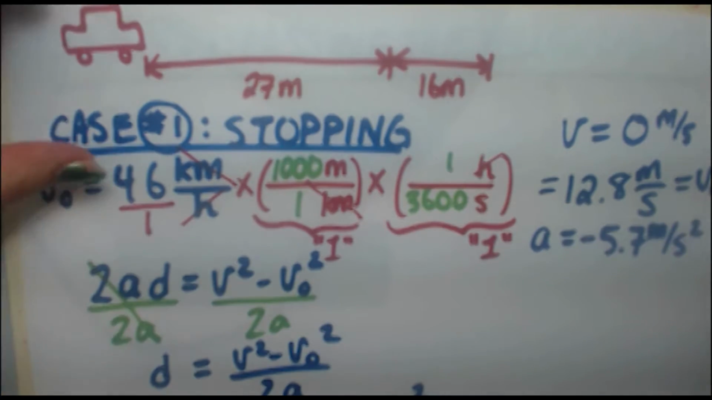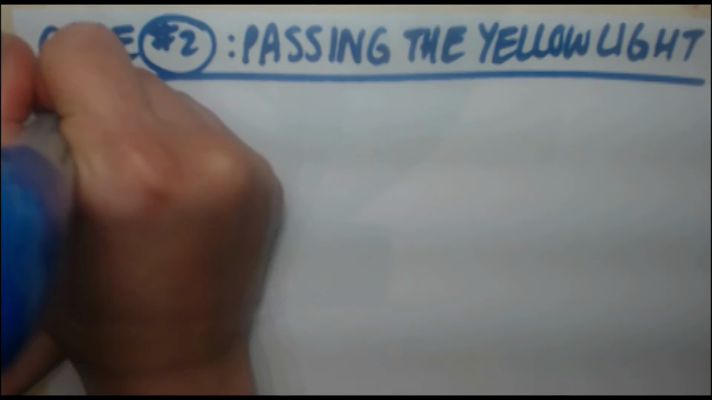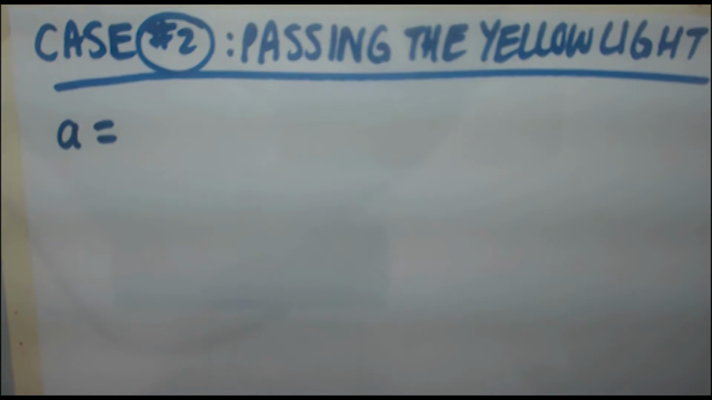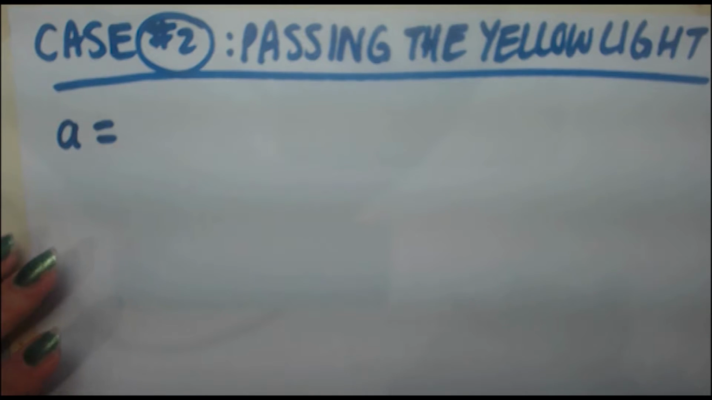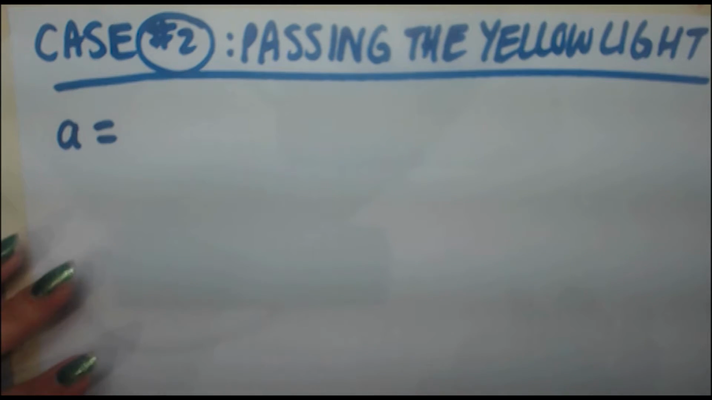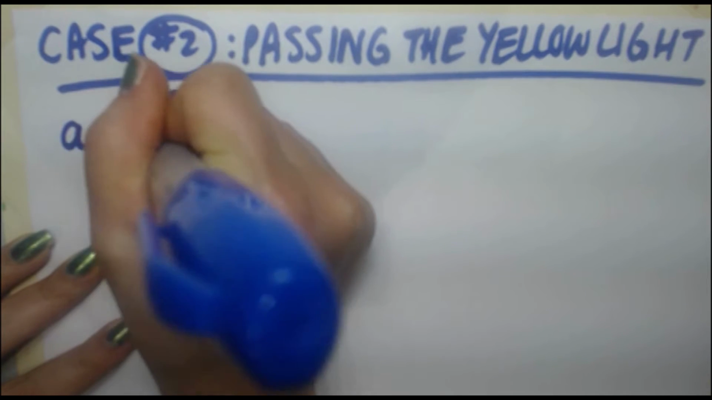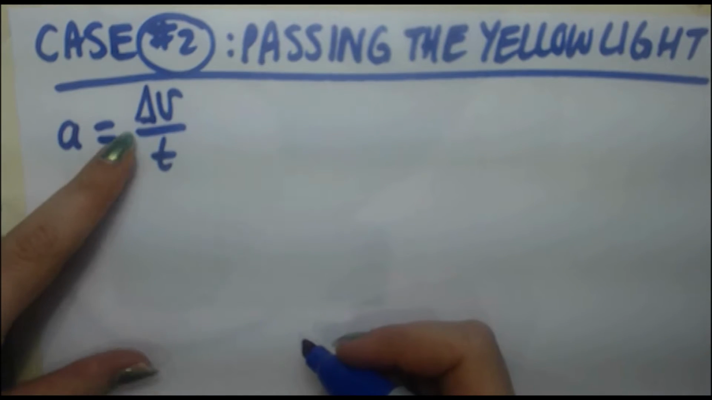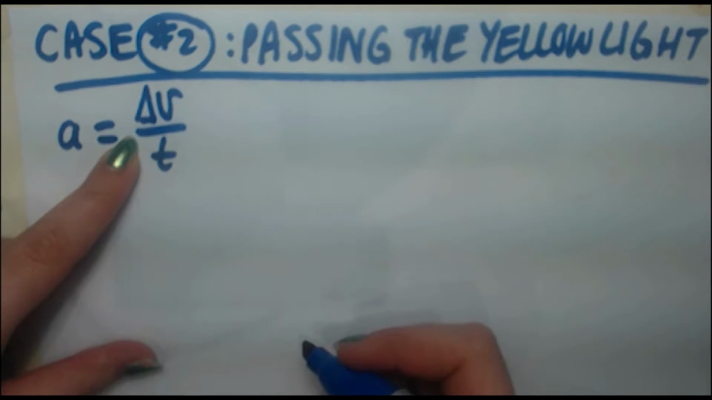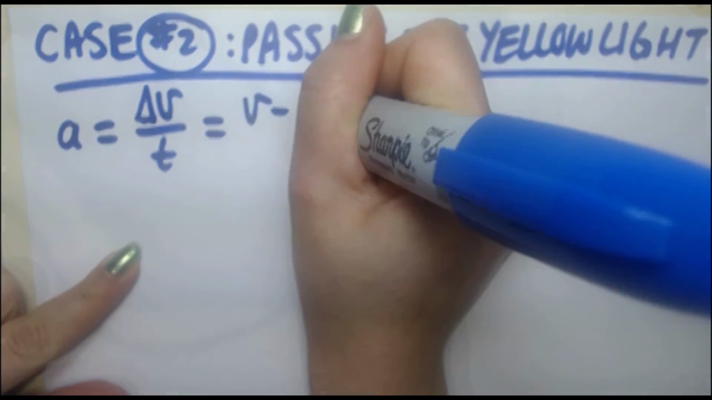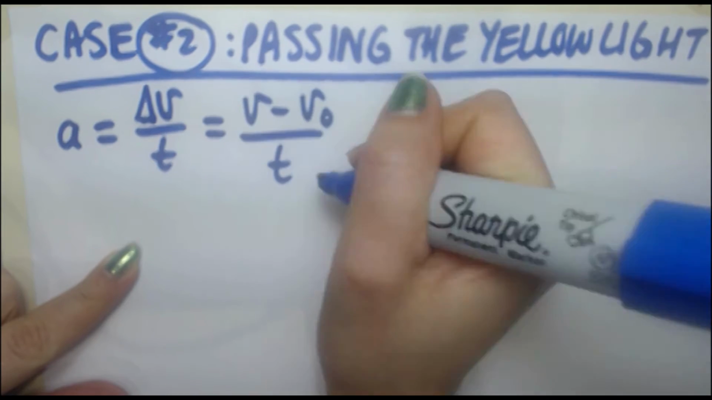Okay, so back to case number 2, passing the yellow light. Okay, so here's the thing. Let's find the acceleration first. And like I mentioned in previous videos, acceleration is change in velocity with respect to time. So, I mean, if you know the definition, you don't need to memorize the formula. It's delta V over time, okay? Delta means change, okay? So final minus initial. So that's equal to V minus V naught over T.